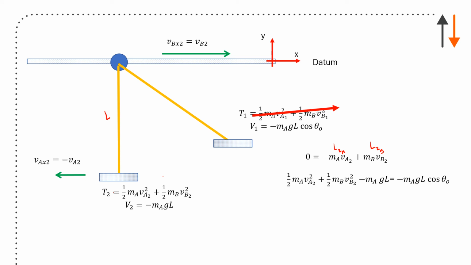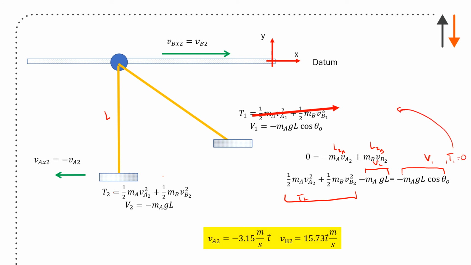I also have here T2, and I have V2. And over here, I have V1, and I know that T1 is equal to 0. So if I solve through for all the terms, I only have two unknowns, VA2 and VB2. And so I'll get minus 3.15 meters per second in the i direction, negative because it's moving to the left, and VB2, which is 15.73 meters per second, moving to the right.